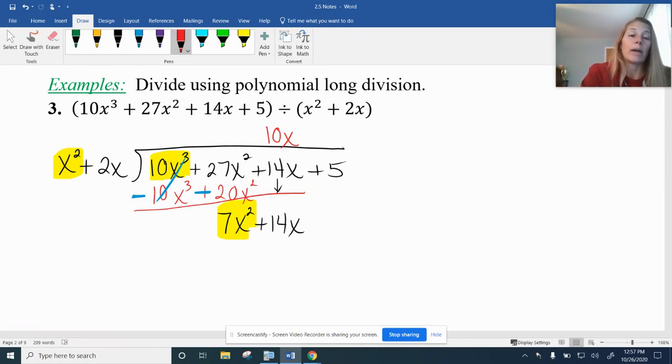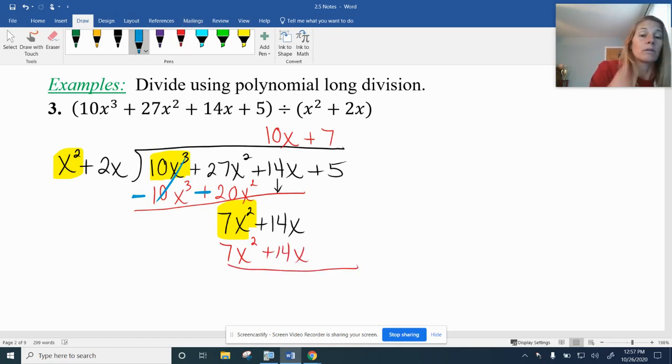Now I'm going to use my 7x squared to figure out the next part of my problem. So what would I have to multiply x squared by to get 7x squared? Well, that's simply just a 7. And that will give me 7x squared plus 14x. Now this one, when you subtract both of these terms, they both cancel. However, you still have to bring down that 5, and then you end up with just a remainder of 5.